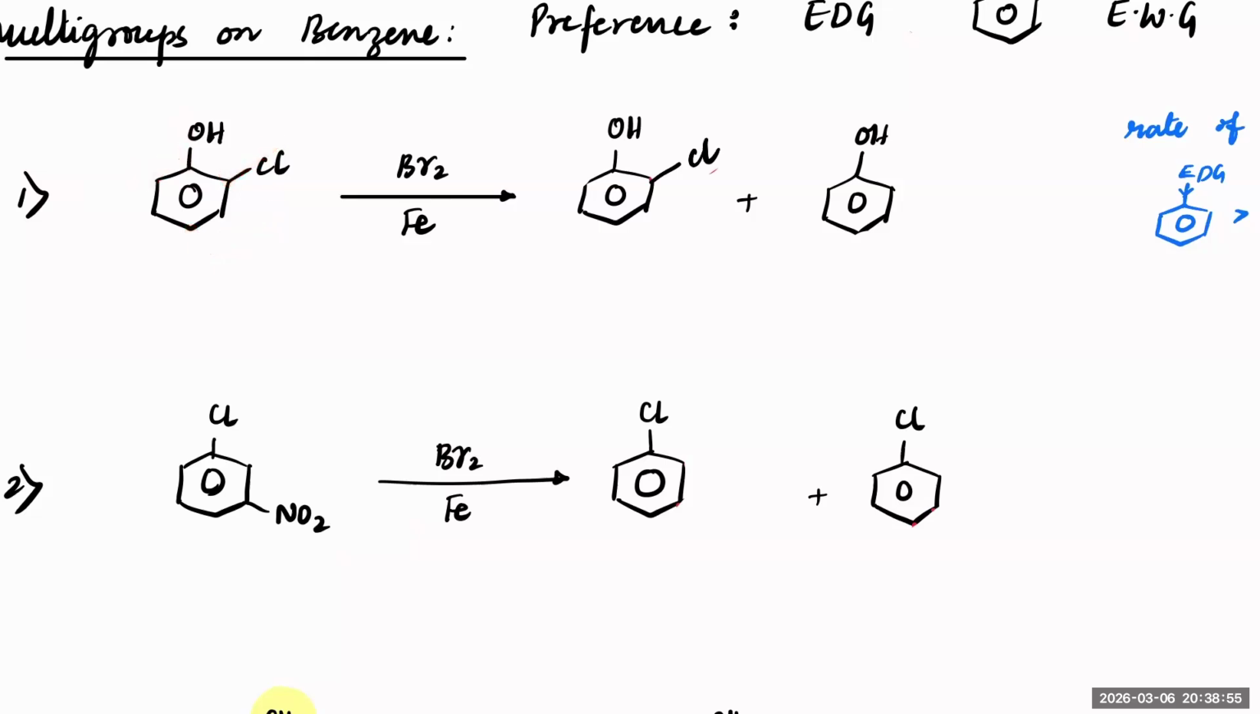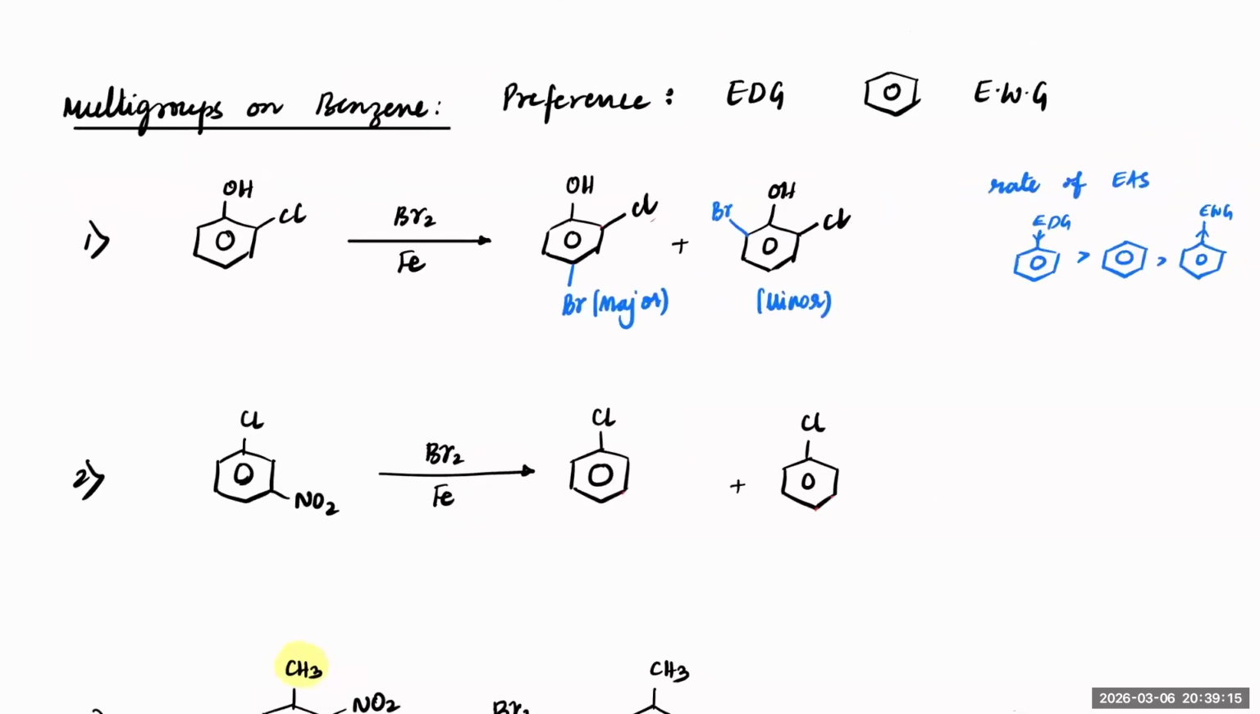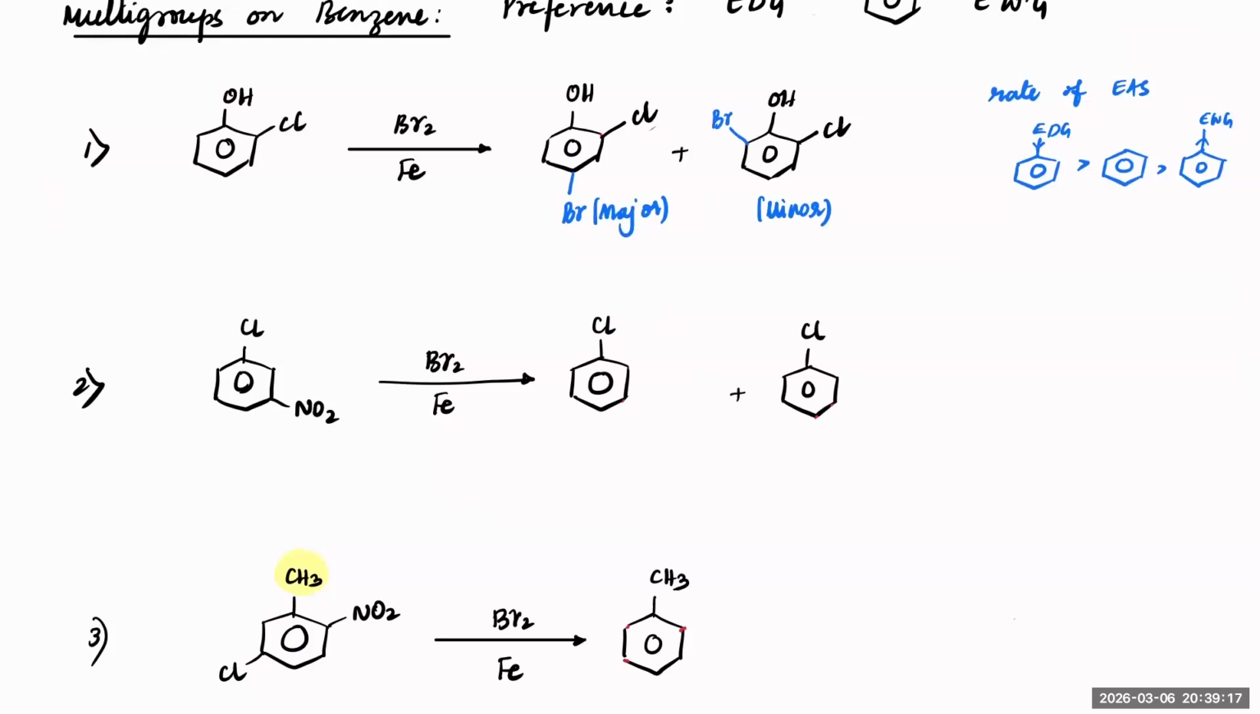Out of this, because para in general is more major in quantity, we can get bromine here and one bromine here. This will be major, this will be minor, and of course there is one chlorine which is still present on this position like this. So what did we learn from here? I'll put it as a note.